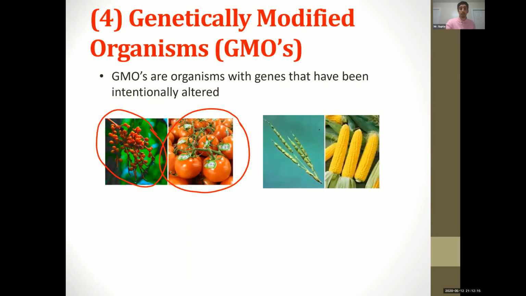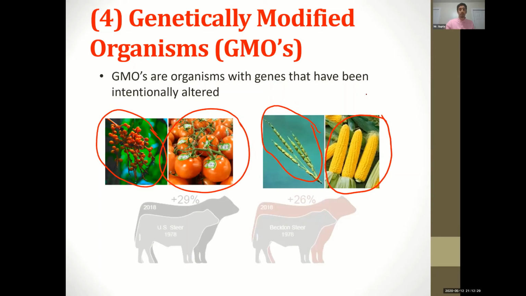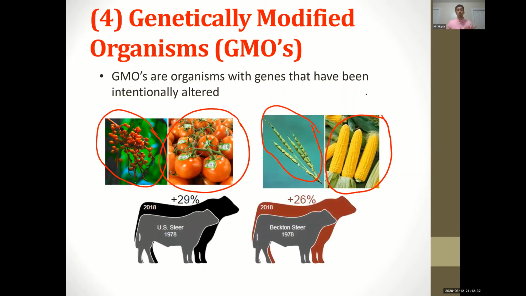Similarly, corn. Back in the day, corn used to look like this. Now, look at the corn. It's much, much bigger, much more beneficial for humans who eat corn. Similarly, this image shows two different species of cows. We have the US steer and the Becton steer. And you can see from 1978 to 2018, the size of both cows has dramatically increased. And this is once again due to genetically modifying these cows.